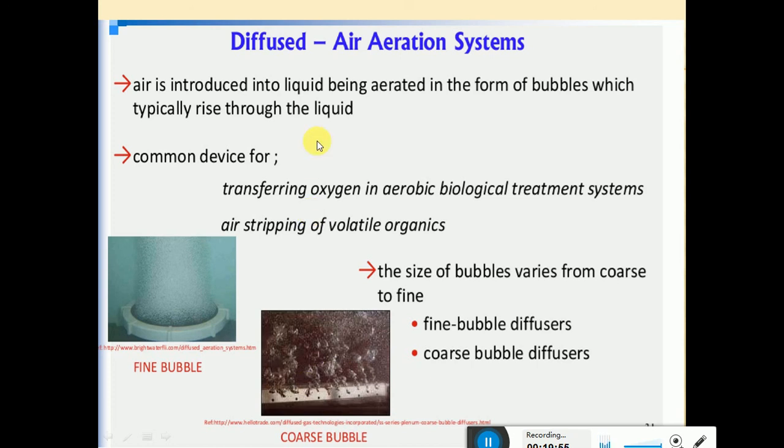coarse bubbles. We also have something called the diffused aeration system. Here the air is blown using air blowers, using diffusers. You might have seen the aquarium, wherein the small air bubble diffusers will be fixed, and a motor will be used to blow the air, and because of the diffusing action of the air bubbles, it causes aeration in the process of water treatment.